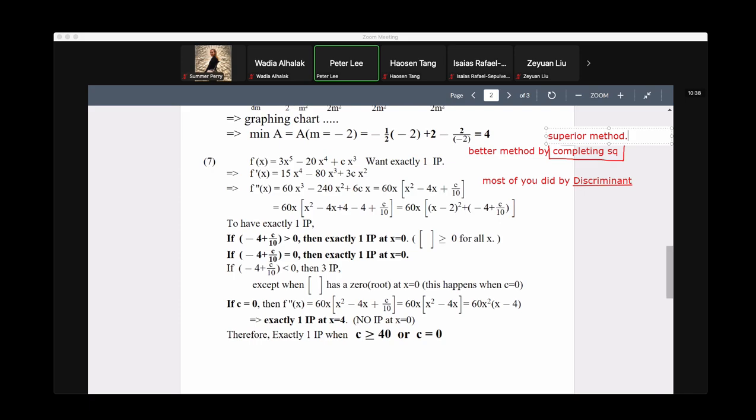Your argument is incomplete, or something went wrong there. Okay. So let's look at this. Well, that solution is a little ridiculous. I don't think anybody did it this way. Almost all of you did it by discriminant.